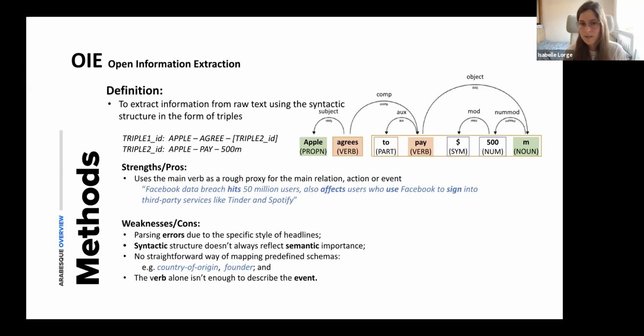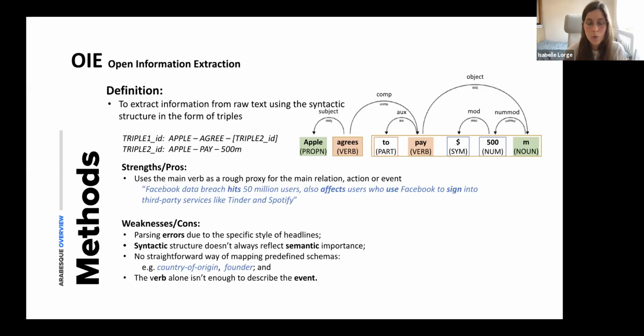There are some weaknesses to doing this. If you are using a parser, you may get a lot of errors, especially in our case, this is news headlines, and news headlines often are missing verbs. They use ellipses. They have a lot of caps in places where you wouldn't expect them in normal text. Another thing is, obviously, syntactic structure isn't always a reflection of semantic importance. So the main verb might well, in some cases, just not be the main event.